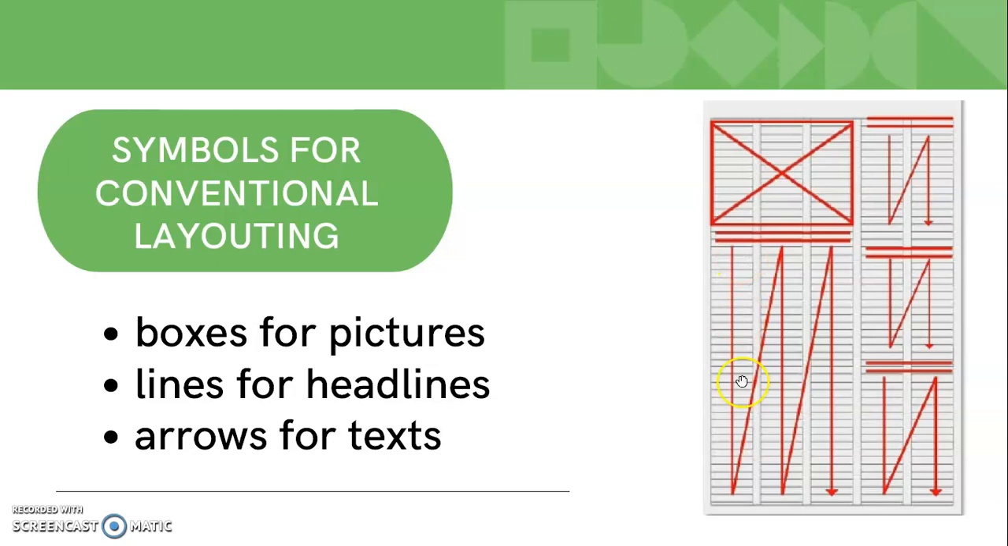Take a look at this one. When the arrow is in this direction, it means the text follows this direction. And then if it is cut off, the next paragraph would continue on this part and then the end. So this means this is another news story, and this is the text, and another news story, then text, news story, then text. I hope you remember the three major symbols, the only symbols for conventional layouting.